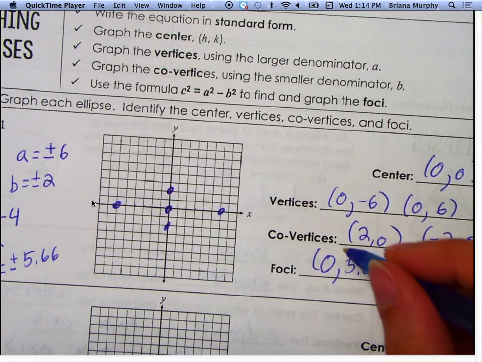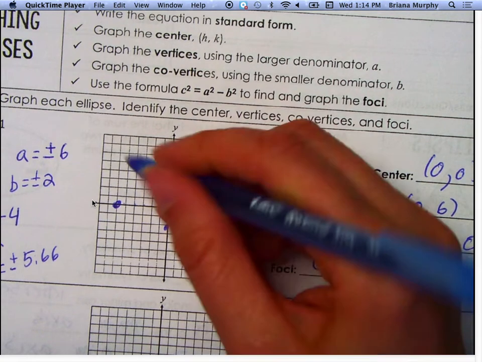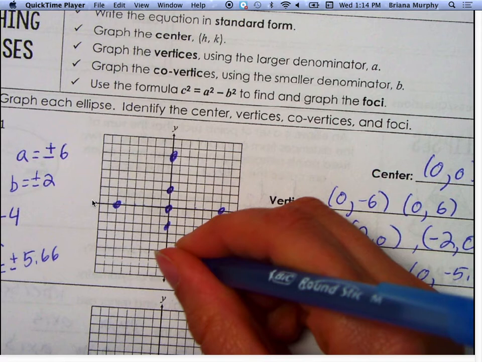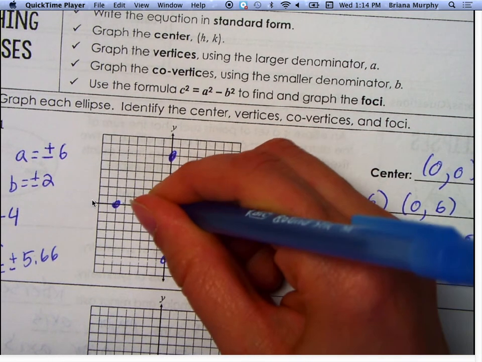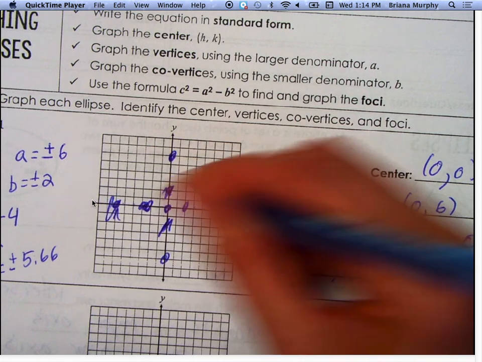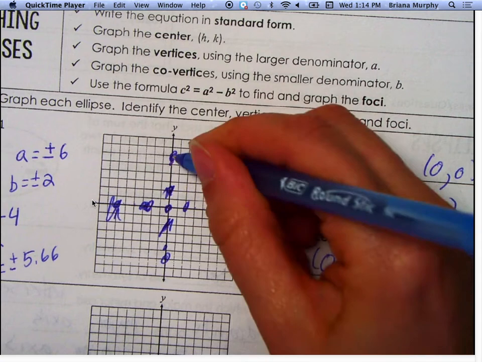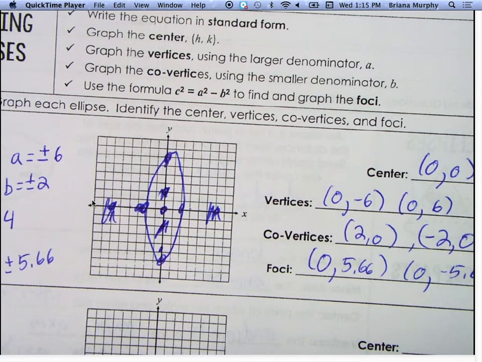Oh, I did something wrong. Oh, I did it backwards. It's vertical. So this should be 6, 6, 2, 2. And this should be 5.66, negative 5.66, and it should look like this. There we go. Okay, we're going to graph another one, and I promise I'll do this one right the first time. How about that? Okay. Ready for number 3?